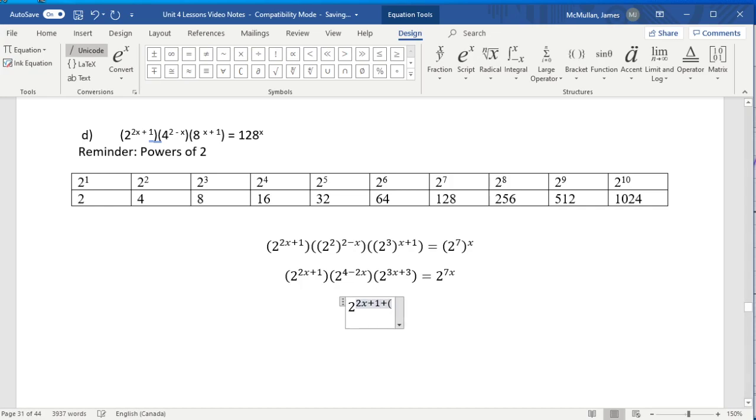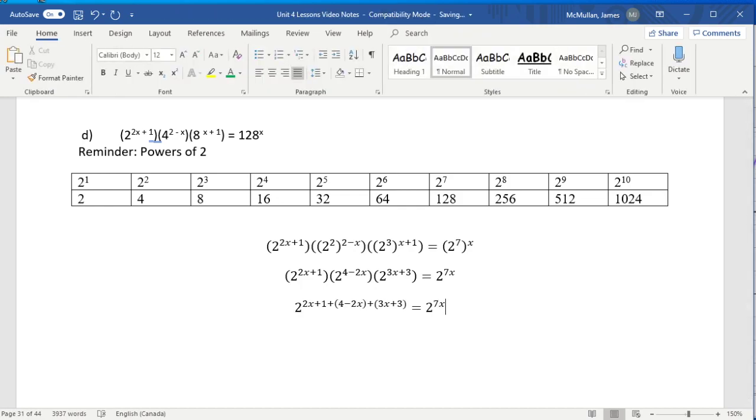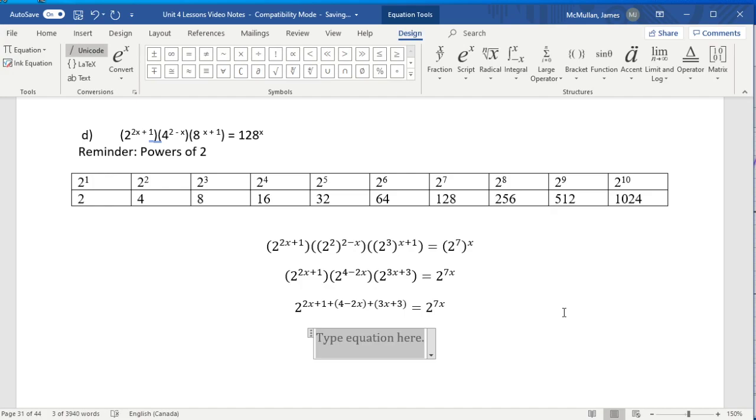So I've got that plus 4 minus 2x plus 3x plus 3 equals 2 to the power of 7x. Okay, so you see what I did there? I used my exponent rules. I'm multiplying powers with the same base, so I add all their exponents together. Now what I can do is drop the bases.